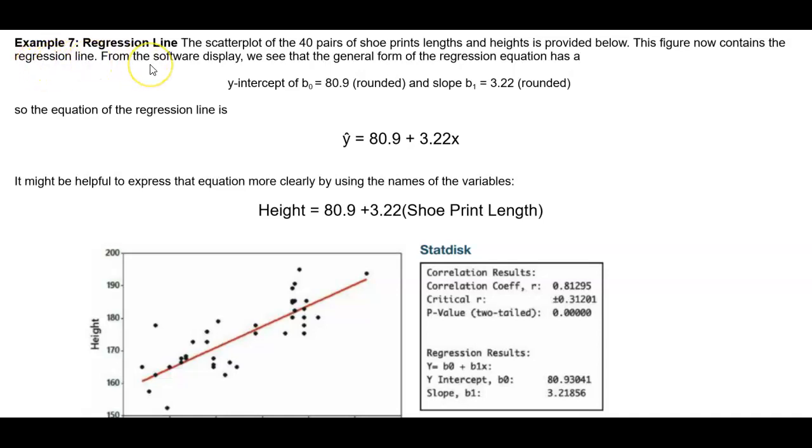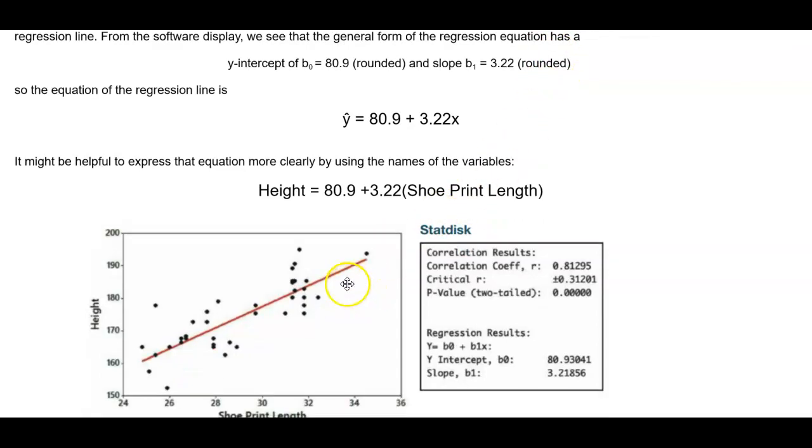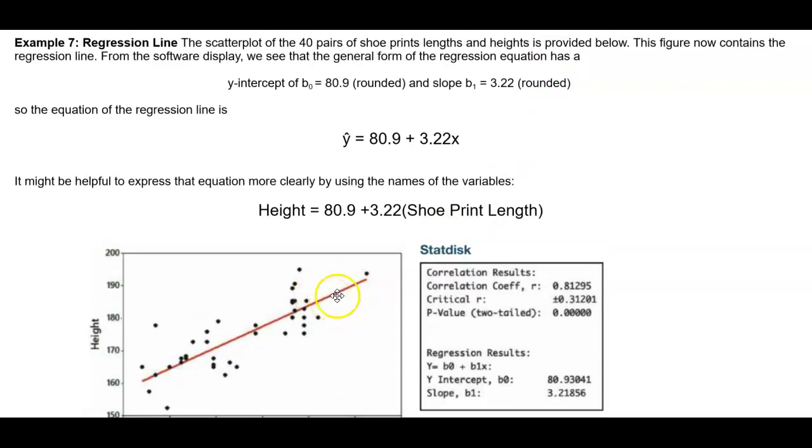Example 7, regression line. Now the scatter plot of the 40 pairs of shoe print lengths and heights is provided below. So here is our scatter diagram. If you take a look at this figure, it now contains the regression line, which is in red. From the software display, we see that the general form of the regression line has a y-intercept of b subscript 0, which is 80.9 rounded.